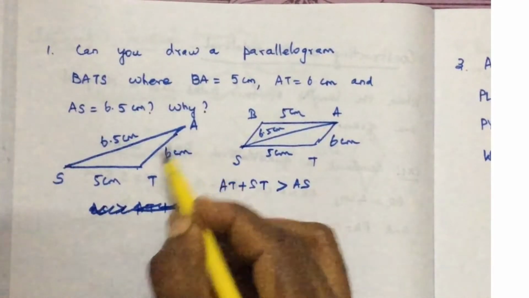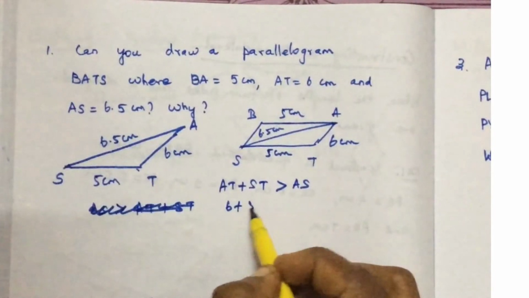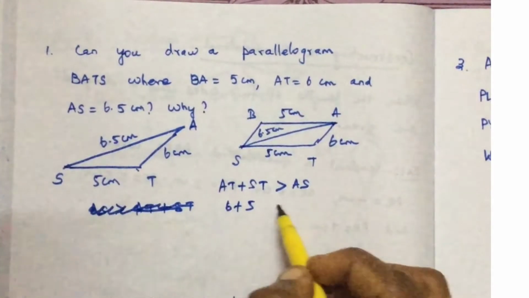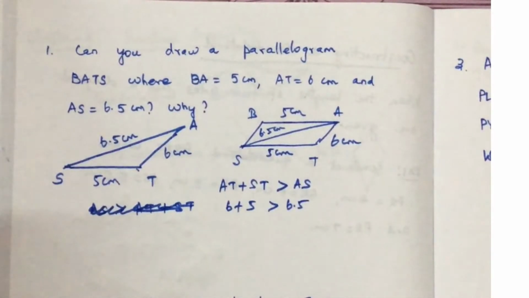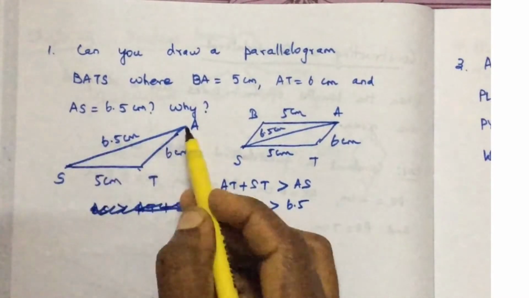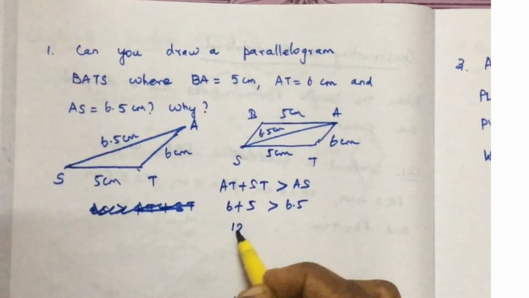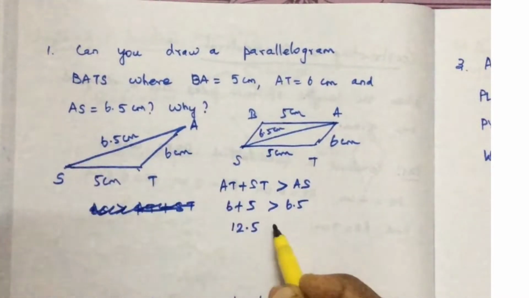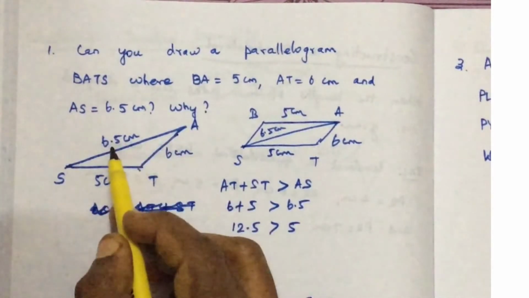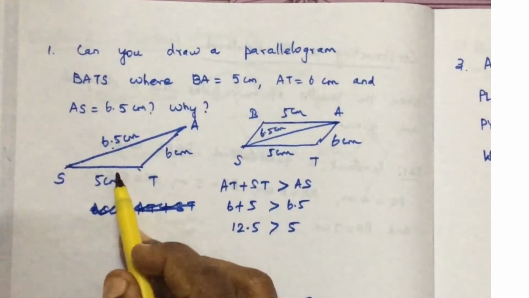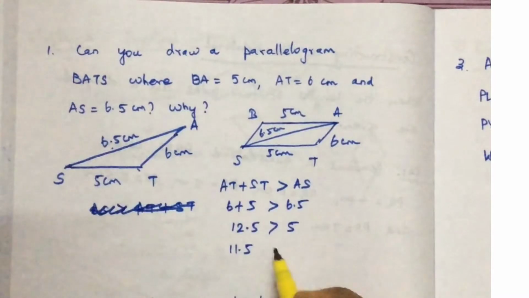What is this? AT, this is 6. 6 plus 5, that is 11, is greater than 6.5. Okay, that is possible. So now I am adding these 2. What is 6.5 plus 6? 12.5. So this 12.5 is greater than this 5. Okay, now I am adding this 6.5 plus 5, that is 11.5. This 11.5 is greater than 6.